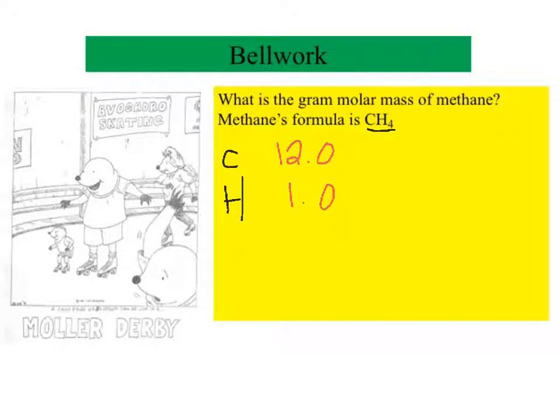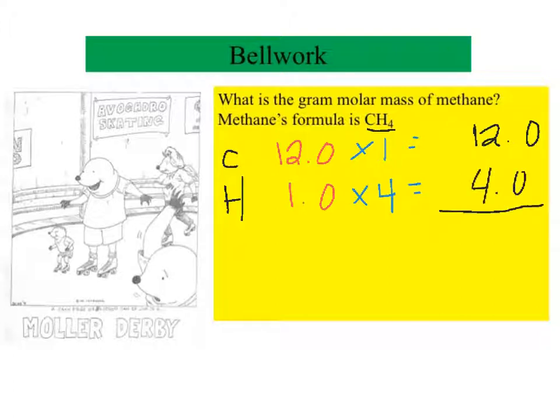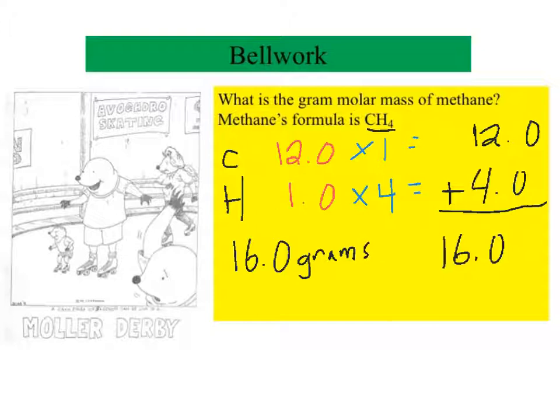For carbon there is just one, so I'm going to multiply that by 1. For hydrogen there are 4 atoms. When I multiply these out, I'm going to get 12.0 for carbon, and I'm going to get 4.0 for hydrogen. To find the molar mass, I simply add them up, and I'm going to get a value of 16.0. And so this 16.0 has units of grams per mole.